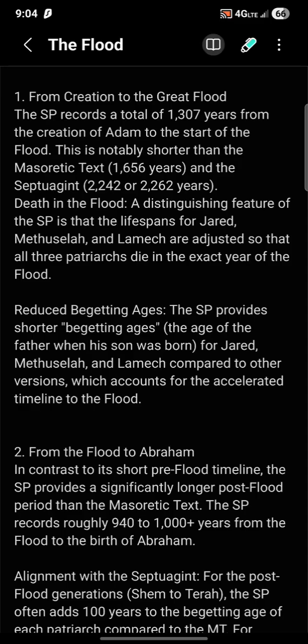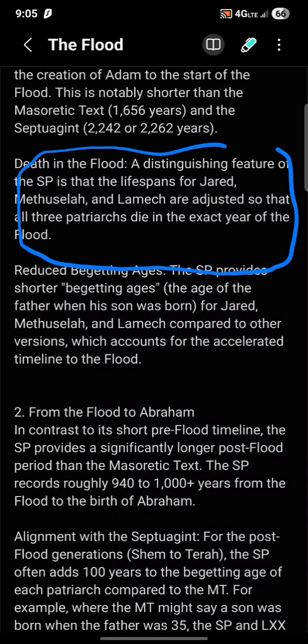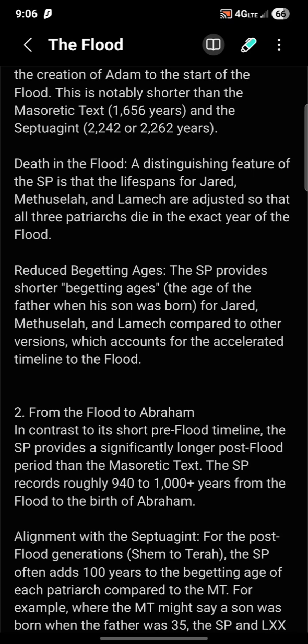Death in the flood. A distinguishing feature of the Samaritan Pentateuch is that the lifespans of Jared, Methuselah, and Lamech are adjusted so that all three patriarchs die in the exact year of the flood. This idea is kind of hard to believe, that people would live this long and then all of a sudden die right before the flood. However, Mashpaka, take this information and hold it to the side for now. Let's keep reading.